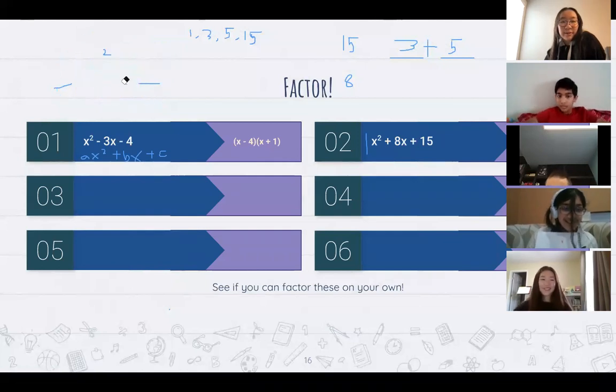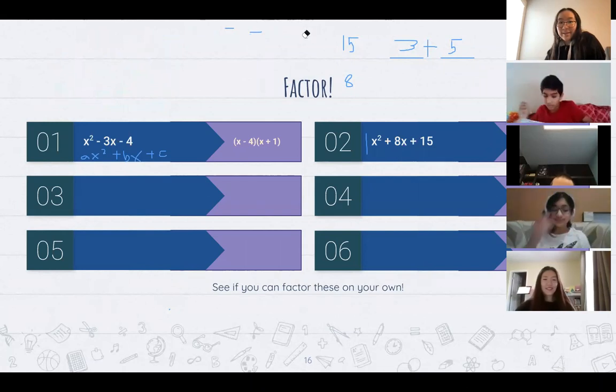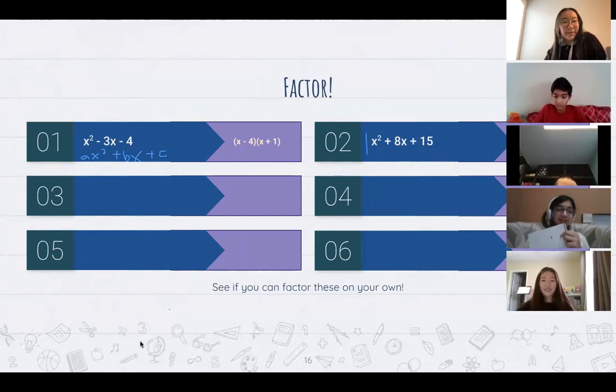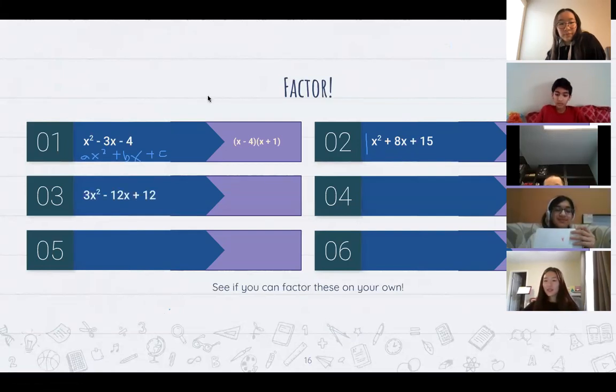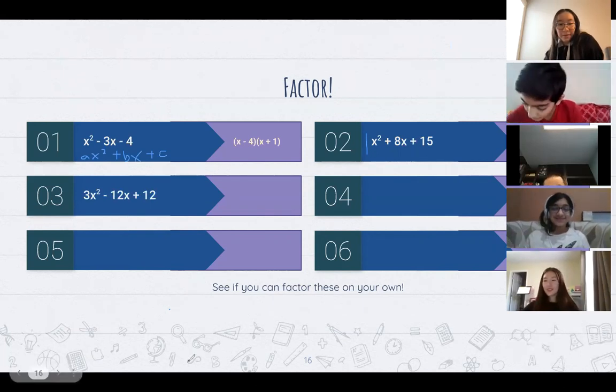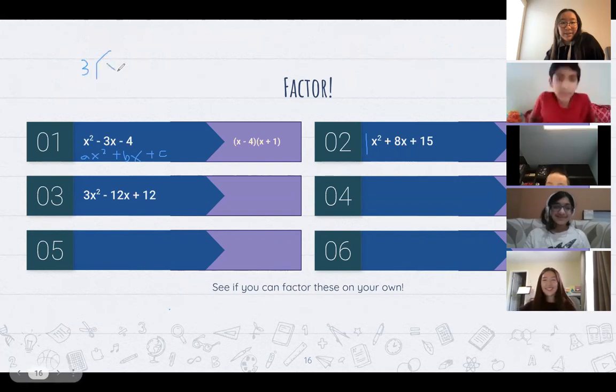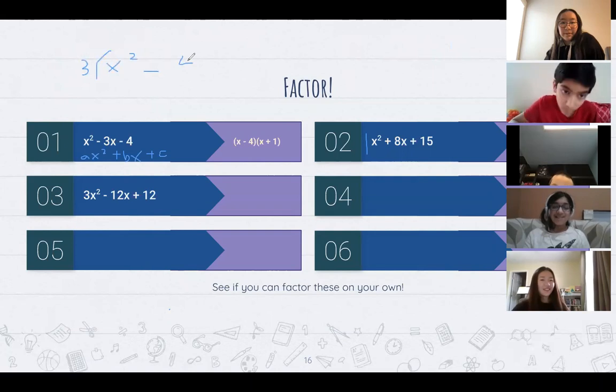All right, next one. This one, you guys aren't gonna get help. You guys can do it all on your own. Oh, are you sure you don't need help? Okay, you can make this simpler. So basically just ignore the 3. Pretend like you divided the 3 out. And then you're just going to only do the box method.